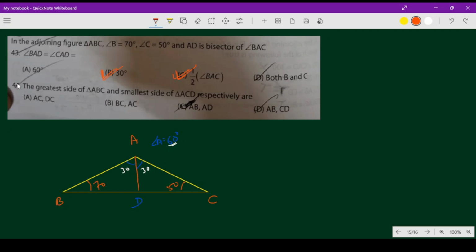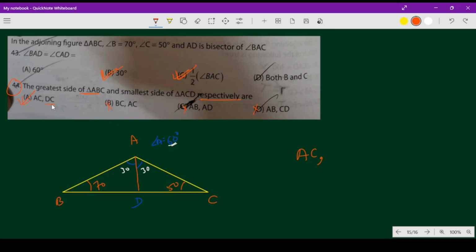Now question number 44 is asking for the greatest side of triangle ABC. The greatest side of triangle ABC is the side opposite the bigger angle. Angle A is 60, C is 50, and B is 70, so angle B is bigger. The side opposite angle B is AC. So AC is the greatest side of triangle ABC, which is given in option A. So option A is correct, and the others are not correct.